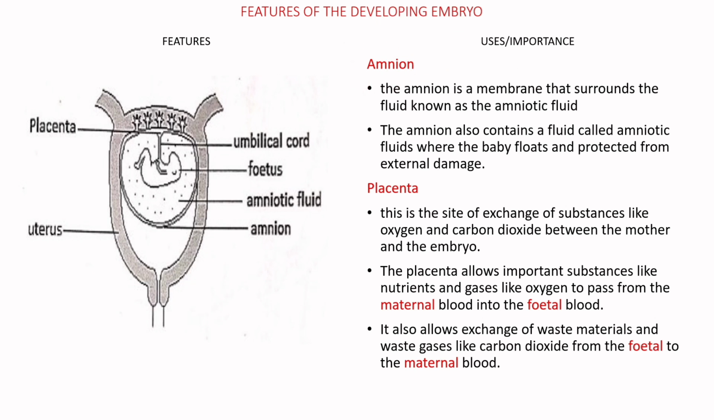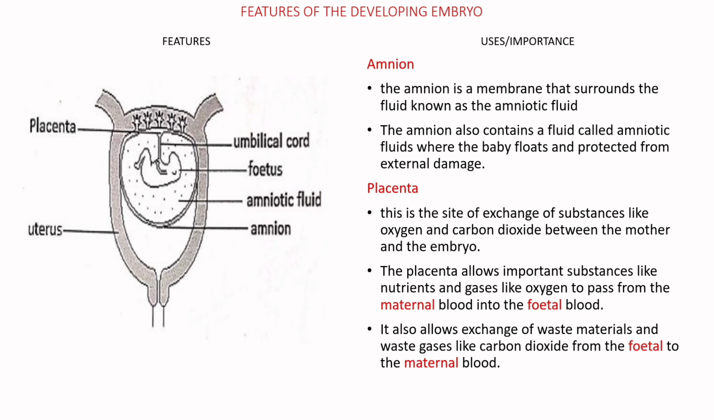Here is the amnion. What is the function of the amnion in the developing embryo? The amnion is a membrane that surrounds the amniotic fluid. The amnion also contains a fluid called amniotic fluid. So this membrane is what we are calling the amnion, and it contains a fluid which we call the amniotic fluid. That's where the baby floats and is protected from external damage. The second part we are looking at is the placenta.